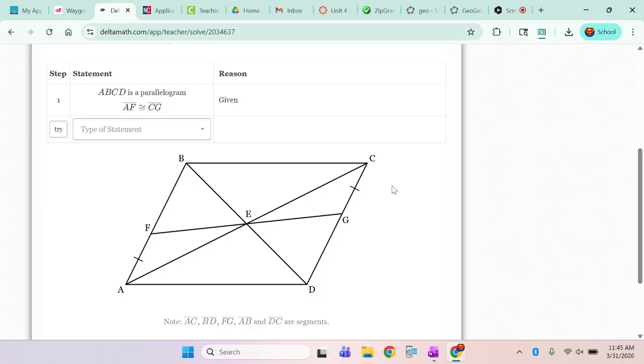So let's come up with a plan. If we're proving triangles are congruent, that means we have to use one of the postulates. So that can be side, angle, angle, angle, side, angle, side, or hypotenuse leg. Is hypotenuse leg possible here? No, these are definitely not right triangles, and there's no way we can prove they are. So it has to be one of the others.